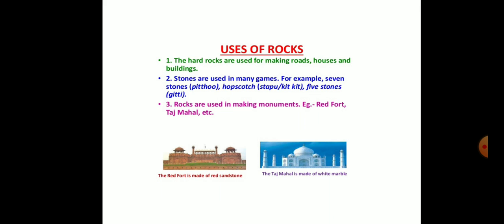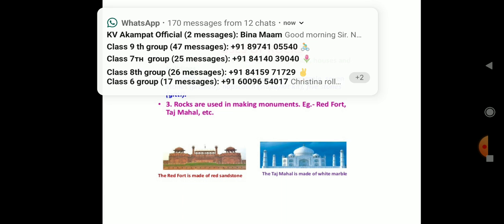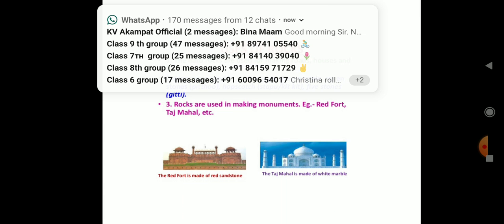Now we come to the uses of rock. We use these rocks for different purposes. So it's very important to us. The hard rocks are used for making roads, houses, and buildings. And stones are also used in games, for example, 7 stones, hopscotch, 5 stones like this. And rocks are used in making monuments also, for example, Red Fort, Taj Mahal.